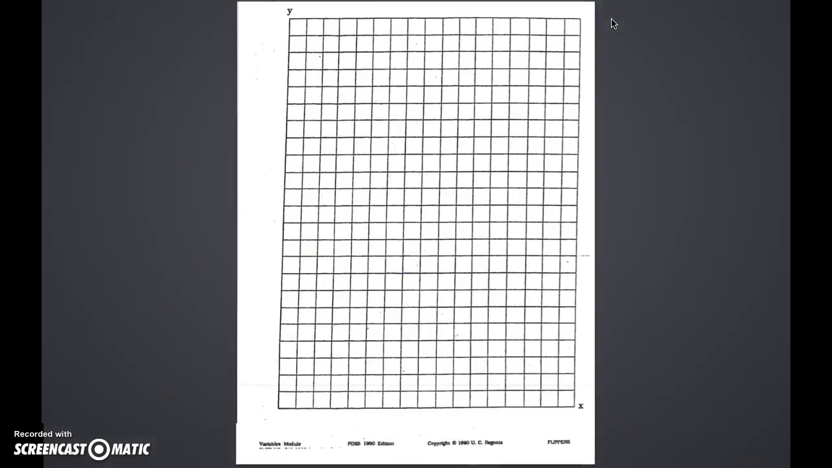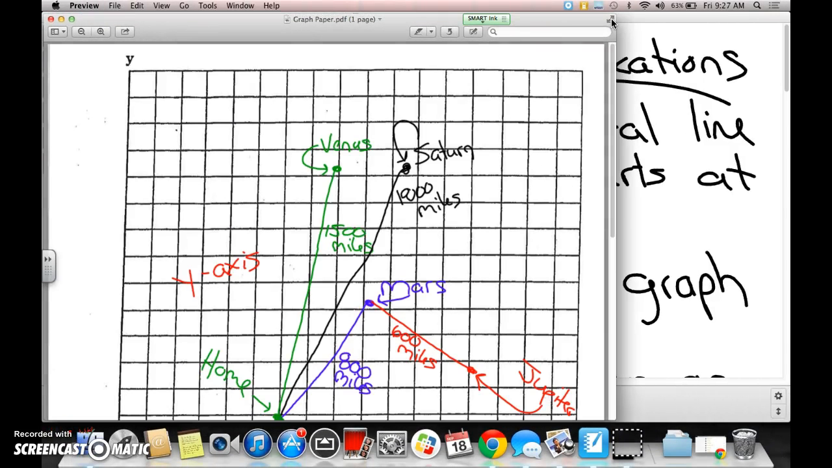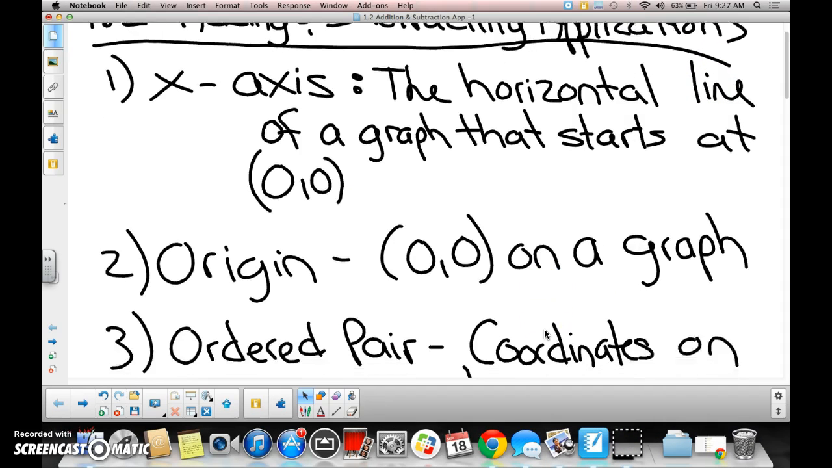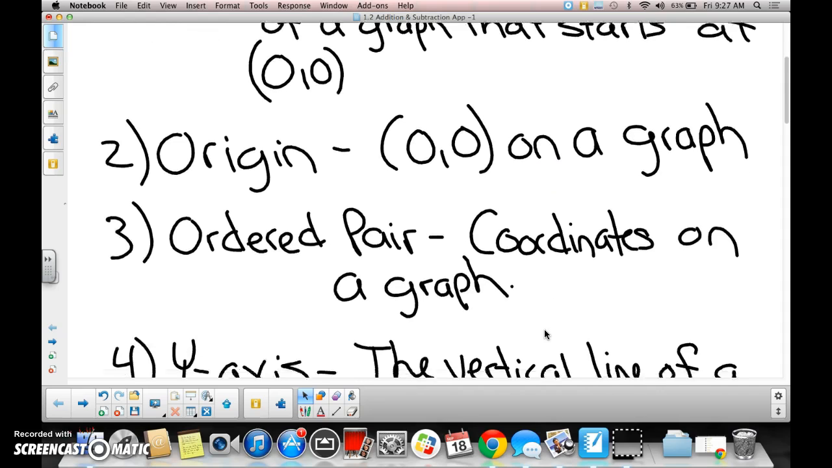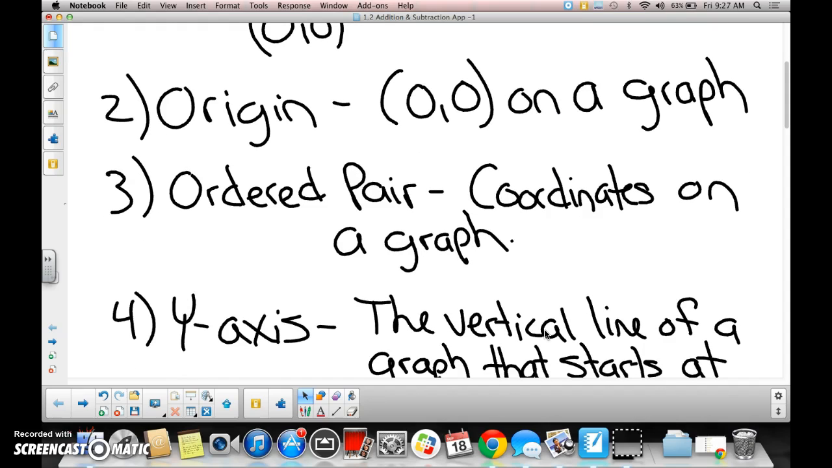Next vocabulary word is origin, 0, 0. I just showed you that on the graph, so I'm not going to go back to the graph. Ordered pair would be coordinates on a graph. Again, you're getting this into your notes. I will show you ordered pair in a couple of minutes.